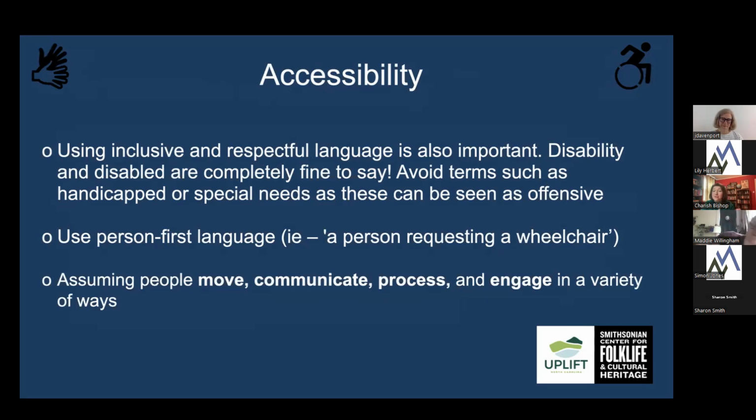But using first person language, we say, where a person requesting a wheelchair is at the accessibility tent. Can somebody bring one over? You don't need to say a handicapped person bring them. That's not how this works, right? A person requesting a wheelchair.